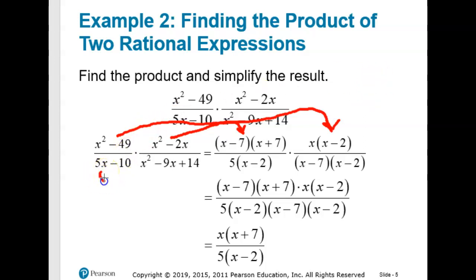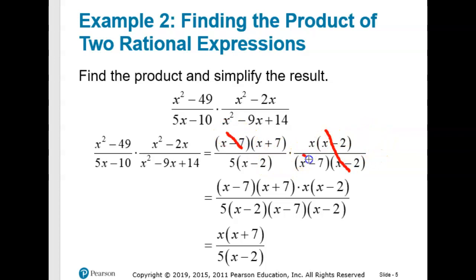5x minus 10, we can factor out a 5 and we get x minus 2 right here. And x squared minus 9x plus 14, we're asking ourselves what two numbers multiply together to give you a positive 14 and add together to give you a negative 9. And that is x minus 7, x minus 2. So looking at our factors, which factors have the same in the numerator as the denominator? Well, we have x minus 2 in both, so that simplifies to 1.